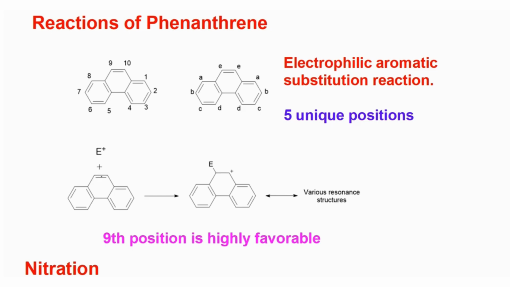see, if the electrophile attacks or substitutes at this 9th position, it forms this kind of carbocation. At that time, both the 2 phenyl rings keep their aromaticity intact, it is not disturbed. So that's the reason it always favors the 9th position. You can draw various resonance structures, and also try the various positions 1, 2, 3, 4, and you will get these various resonance structures.